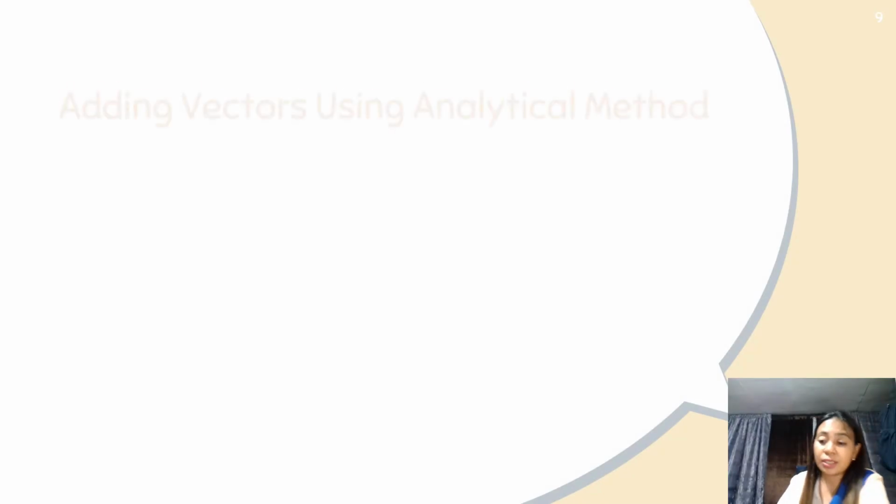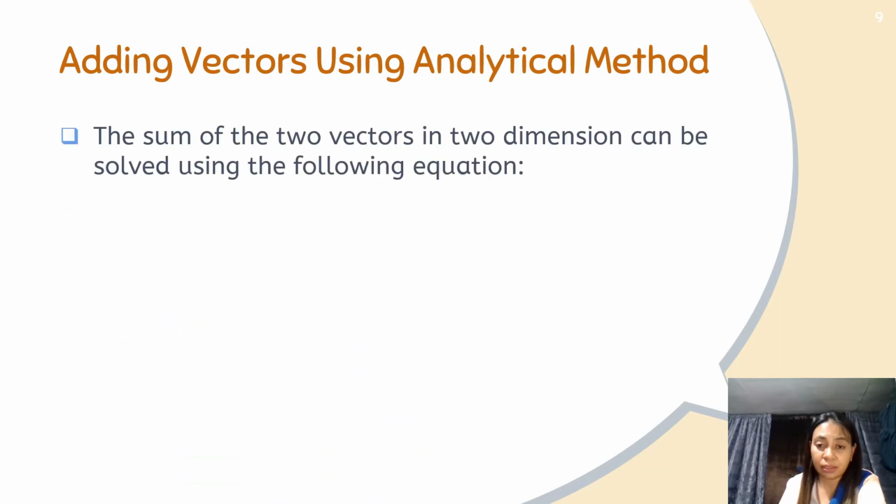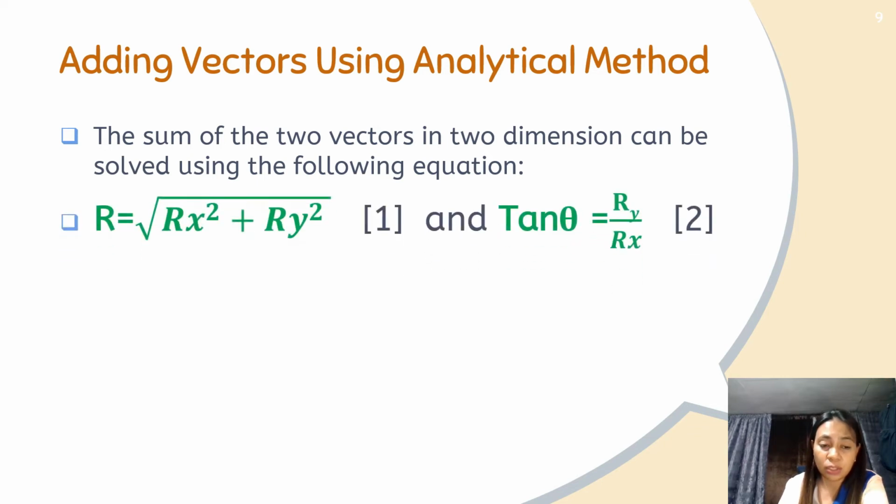So here, let's proceed. How do we add vectors using analytical method? The sum of the two vectors in two dimension can be solved using the following equations. So here are our equations. R here is the resultant vector, capital R, bold R. And it is given as the square root of Rx squared plus Ry squared. Meaning to say, we have to get the resultant in terms of x and y. So later, we will be solving separately the Rx and the Ry.